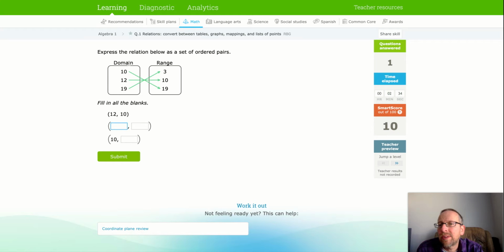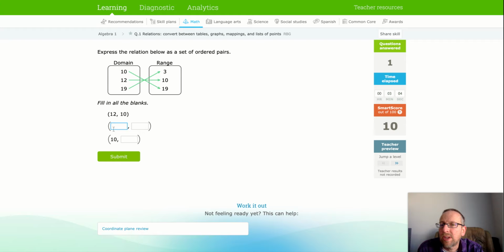So in a mapping, what they do is they just have this box or circle, sometimes ovals, where they have all the values that you can use as an input, which they call, again, the domain, and they point across to another square or oval or circle where they have all the output values, and those again are called the range. So 10 is paired with 19, 12 is paired with 10, and 19 is paired with 3.